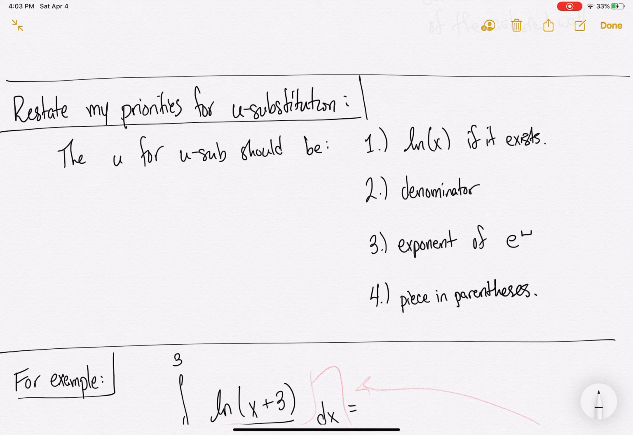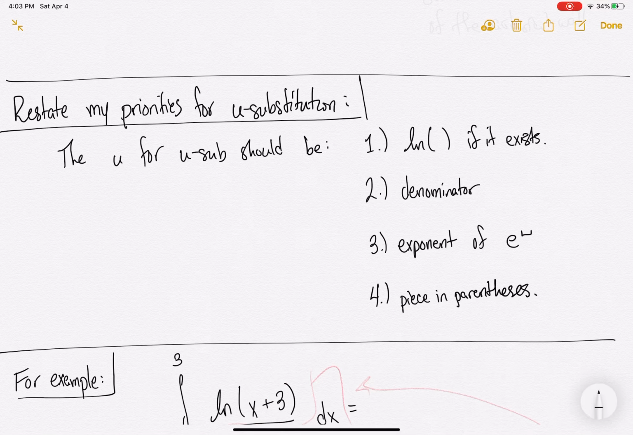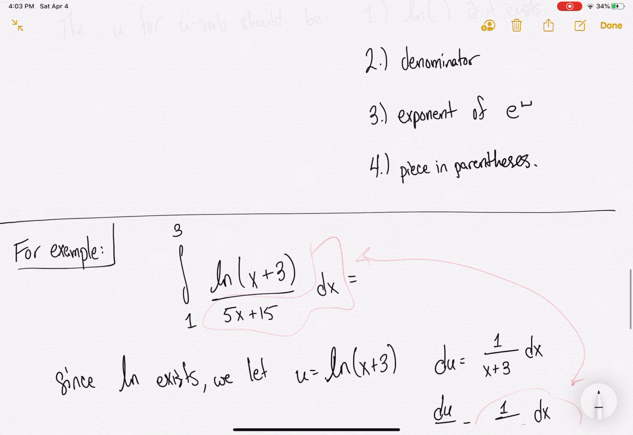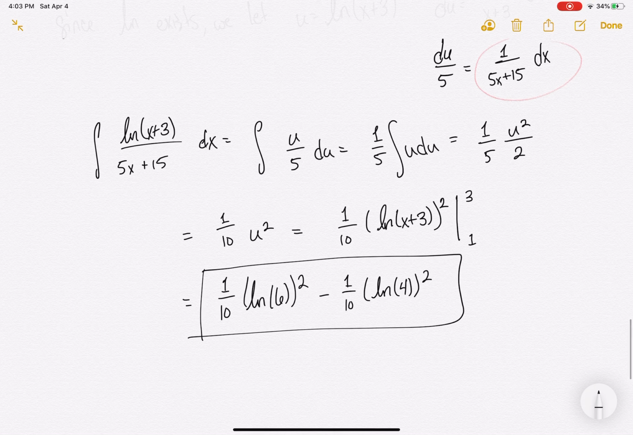The natural log if it exists. So your real order for u sub should be natural log if it exists, then the denominator, then the exponent. And I'm going to get rid of that. It's really natural log of whatever if it exists. Denominator, exponent of e, and then the piece in parentheses as your last choice. So that's actually all I wanted to cover today.